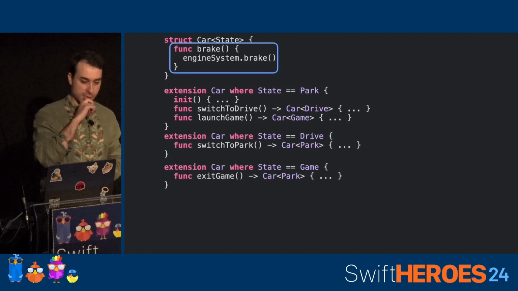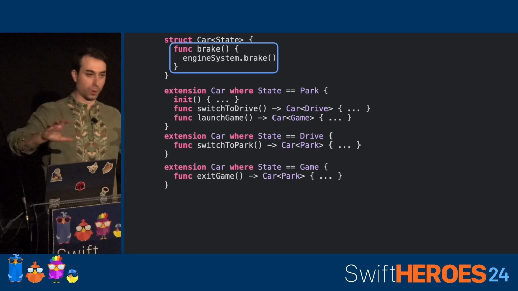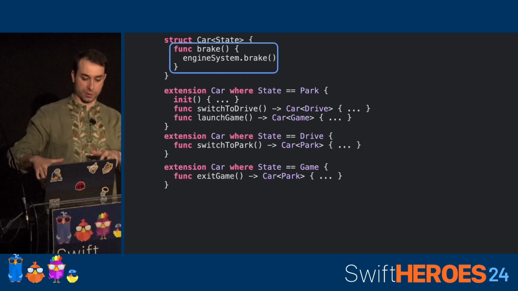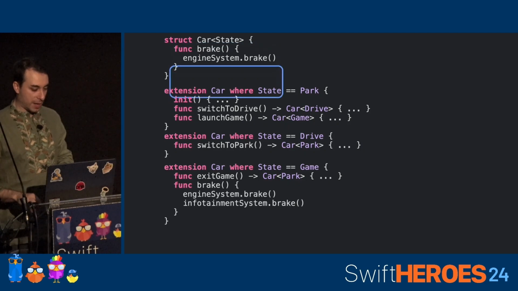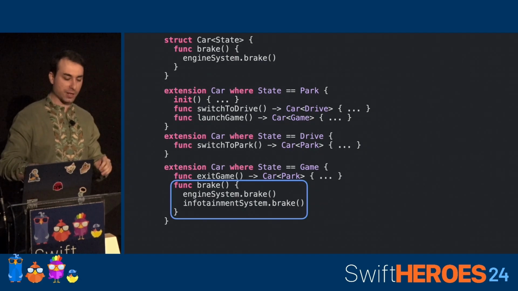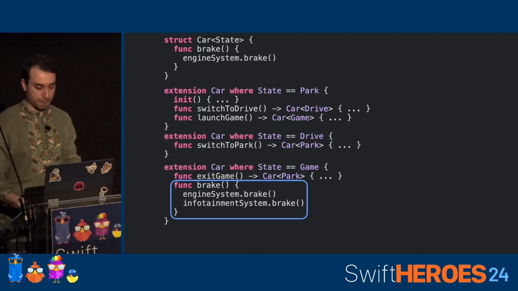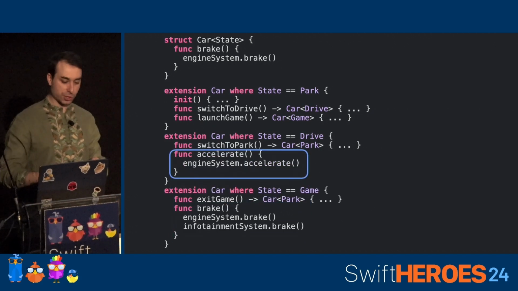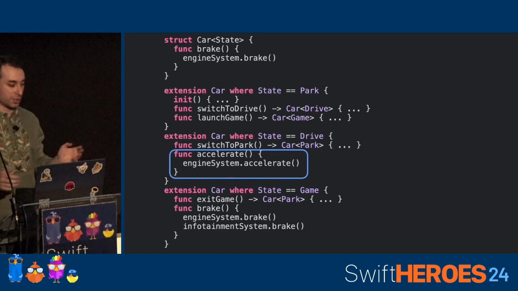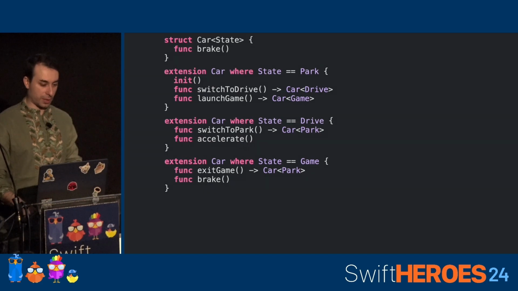So this is an interesting thing. If we implement this function on the original structure, this will be available for all types, because we want to be able to brake when we park, when we're driving, when we're gaming. And we want a special treatment for gaming only, where not only the engine brake has to brake, but the infotainment system also has to brake for the in-game car to brake. And acceleration should only be available on the driving car. Again, super important, the accelerate function doesn't exist on any other type other than drive. So this is our final API.